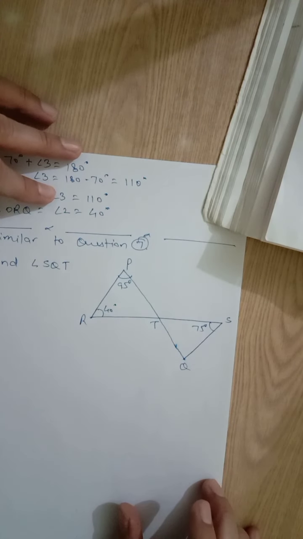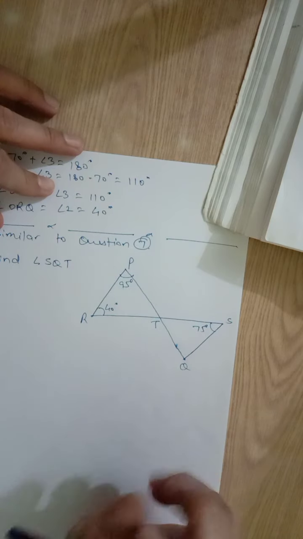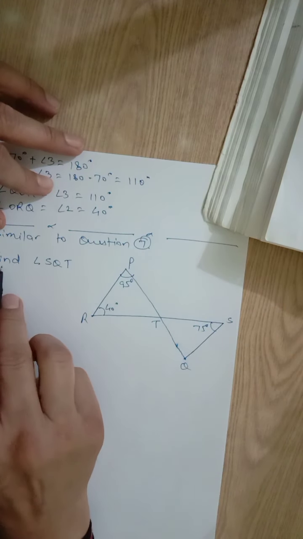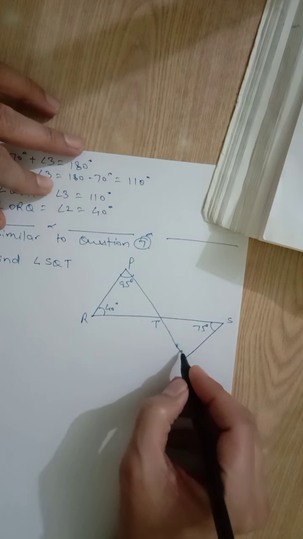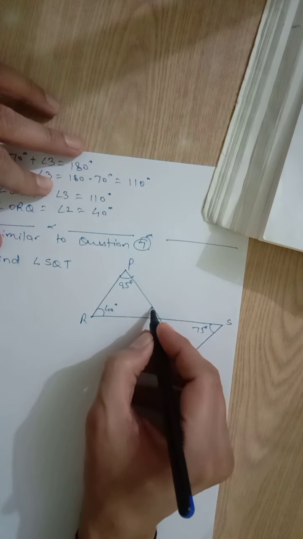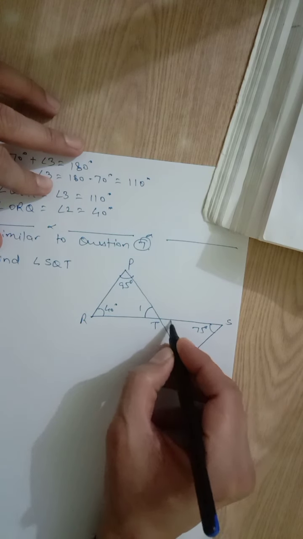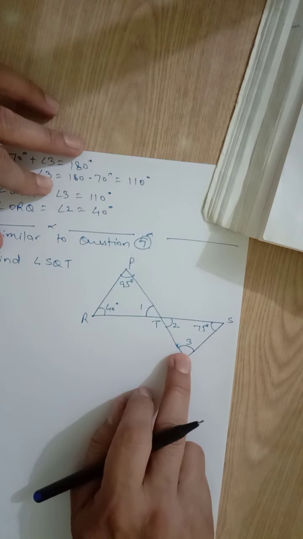Students, our next question is question number 9. This figure and all these angles have been given to us, and we have to find out angle SQT. This angle we have to find out. Okay, now we will number these angles. This will make it easy to write down. So this is angle 3 that we have to find out. How to find this out?